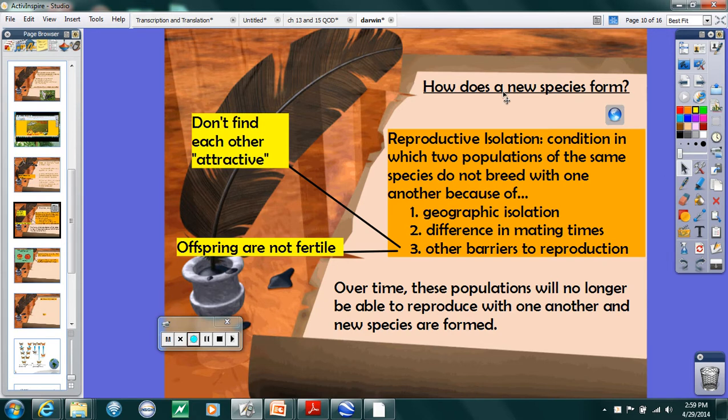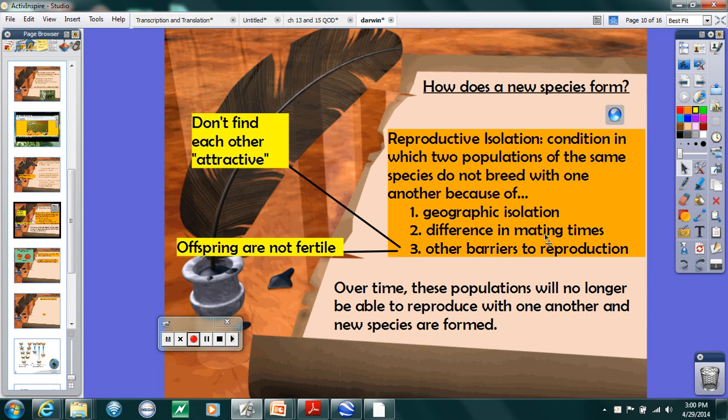So reproductive isolation, so how do new species form? One of the ways that new species can form is through reproductive isolation. Reproductive isolation is a condition in which 2 populations of the same species do not breed with one another because of, and there are 3 different options. The first one is because of geographic isolation. The second one is difference in mating times.